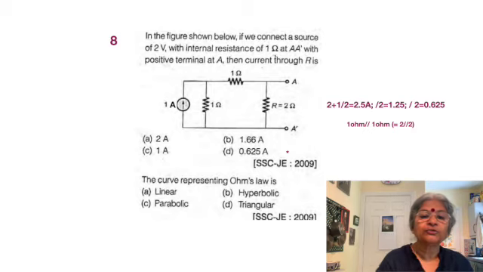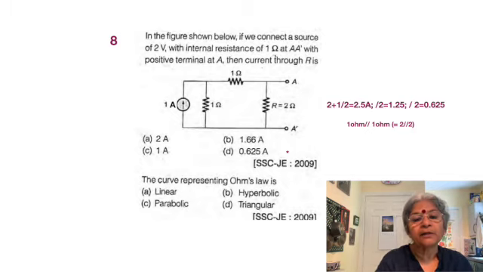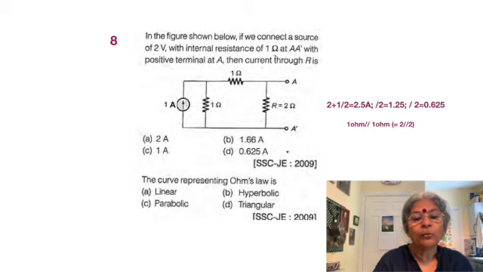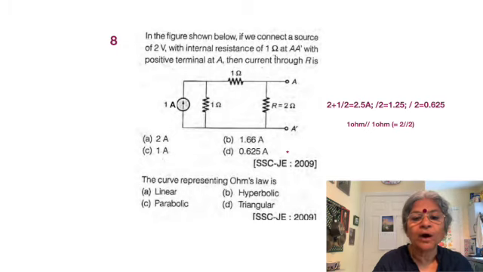So now we are having another source, 2 volt and 1 ohm in series. So you can think about a 1 ohm now coming parallel to the resistor R equal to 2 ohms, and creating a 2 by 1, that is equal to a 2 ampere source, with the current pushing upward. So this is the situation, and what is asked is: if we connect a 2 volt source with resistor 1 ohm at A dash with positive terminal at A, then what is the current through R?